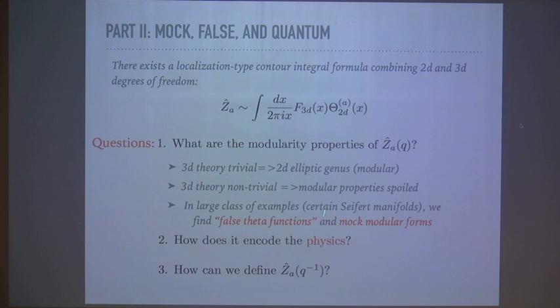For particular theories where one has a Lagrangian description of the 3D N=2 theory, one can compute it with a localization type formula, which contains degrees of freedom which are naturally three-dimensional, coming from the bulk 3D theory, as well as degrees of freedom which are more naturally two-dimensional and associated to the boundary. So one might ask several questions about the properties of this index z hat and how it relates to the physics. The first question I'd like to ask is, what are, if any, the modularity properties of these z hats?